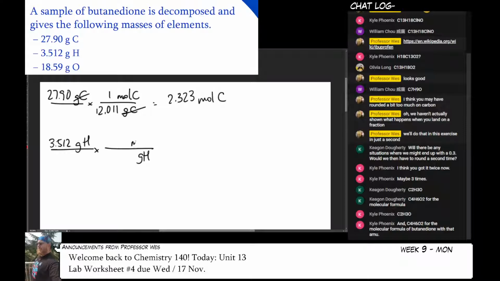So we'll do that with hydrogen as well. Grams to moles. This is how you also start memorizing these numbers from the periodic table. Is years of this. So there's my hydrogen, and then what else do I have? I have oxygen.